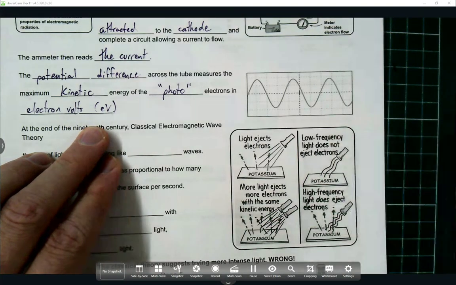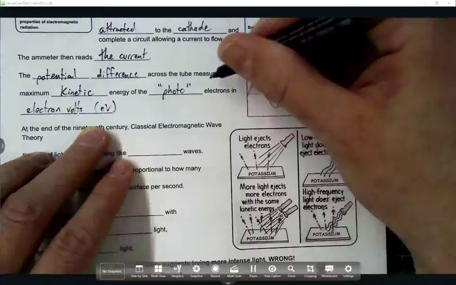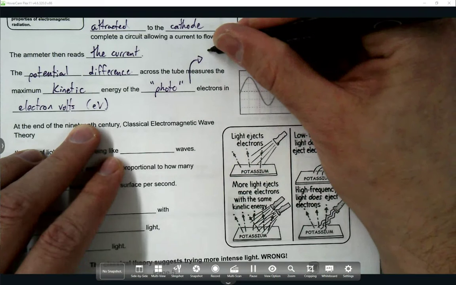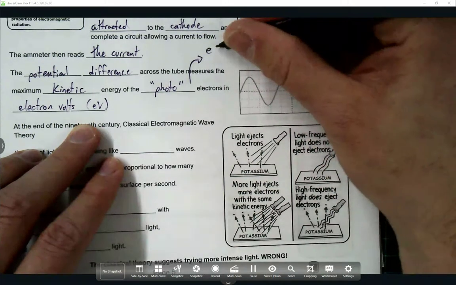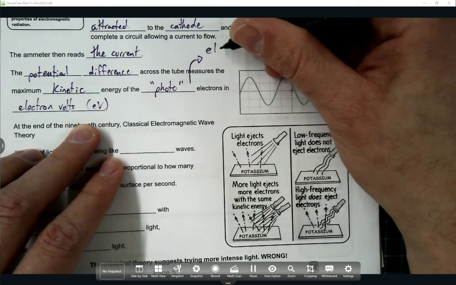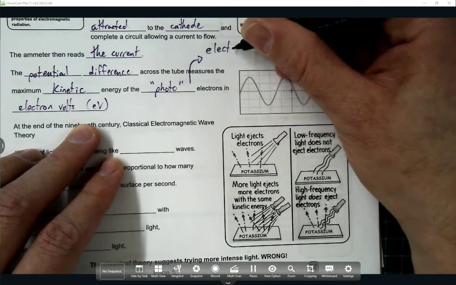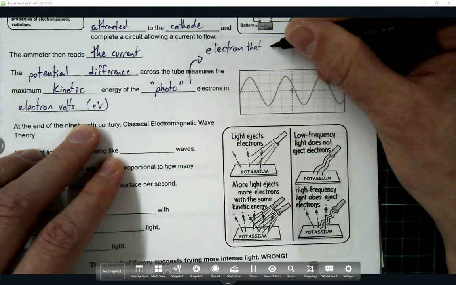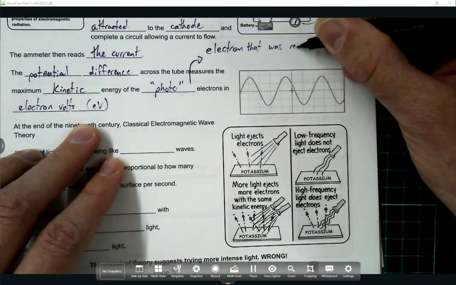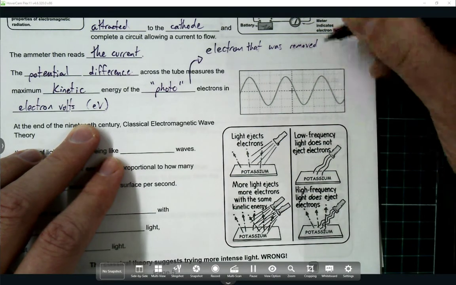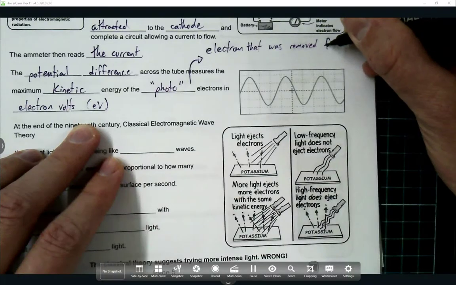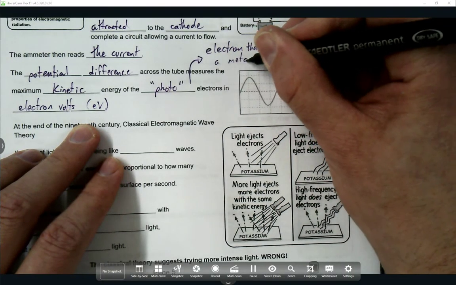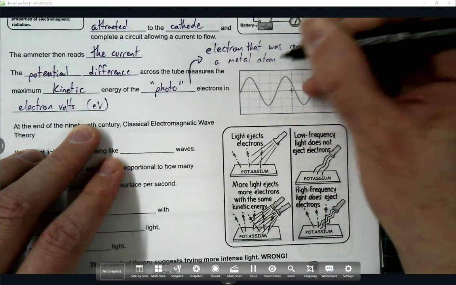Anyway, as we shine light on this thing, actually, you know what? Maybe we should make sure we get this definition, because I said it out loud, but let's just put it in writing so nobody ever thinks that a photoelectron is its own new and exotic particle. It's an electron that was removed from a metal atom by shining light on it.